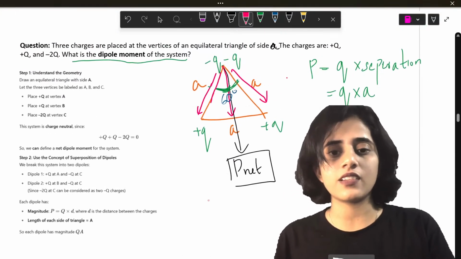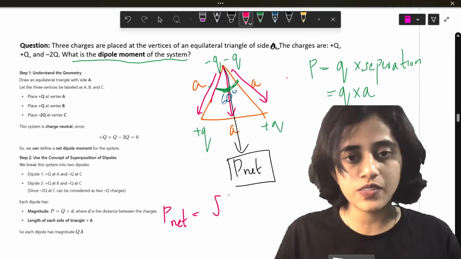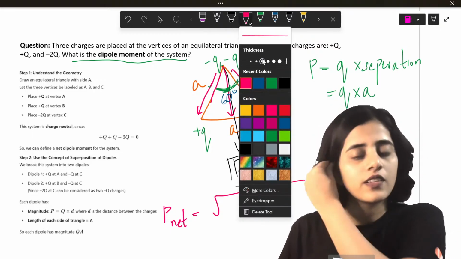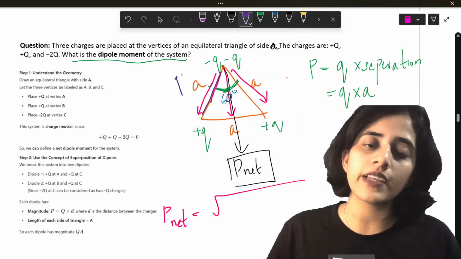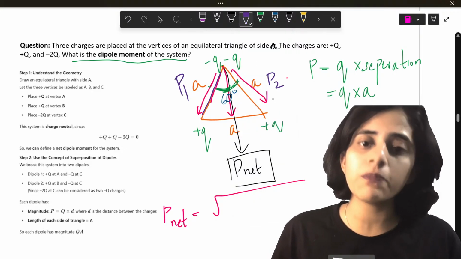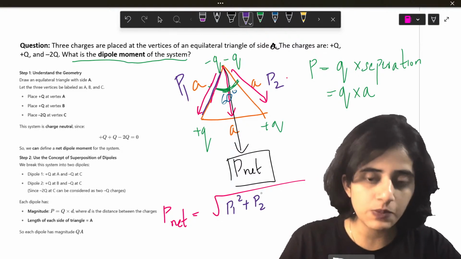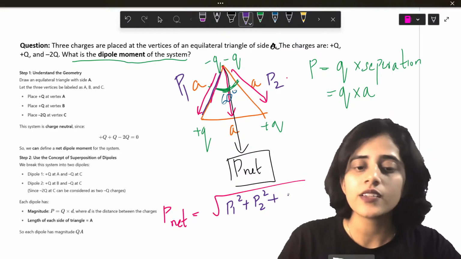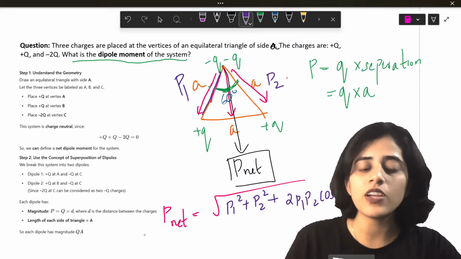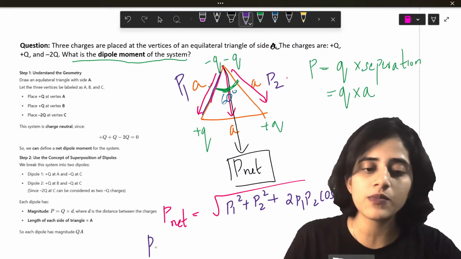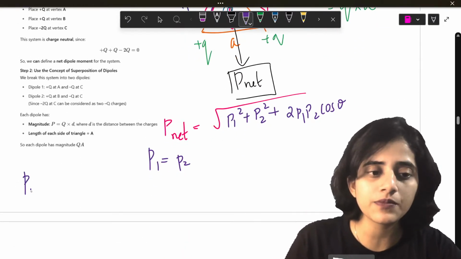Just write it here itself. So vector addition, P naught is equal to square root of, take this color. So what will the dipole moment here be? It will be P1, this will be P2. So this will be P1 square plus P2 square plus 2P1 P2 cos theta. Now we know the dipole moment on either sides are the same. So P1 is equal to P2. So now what will P net be?